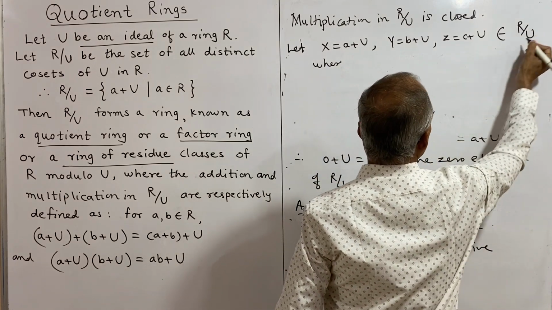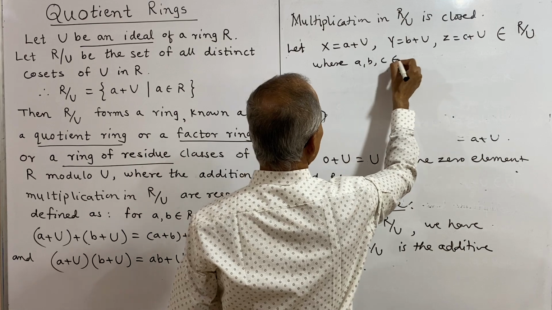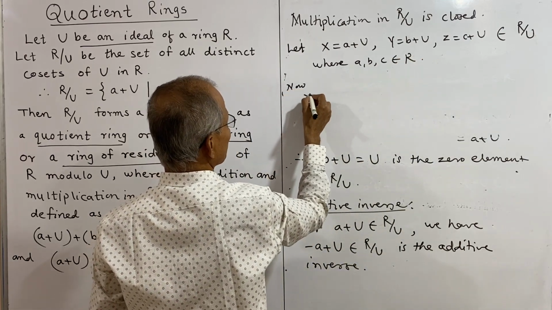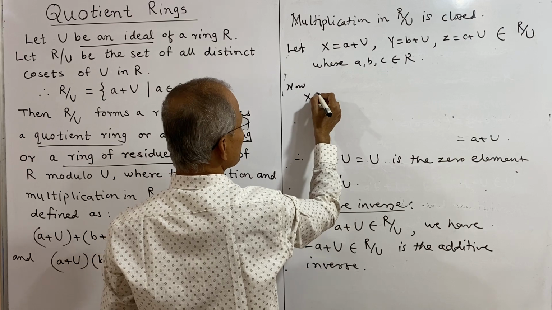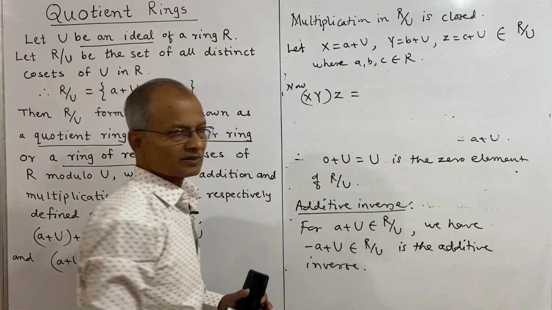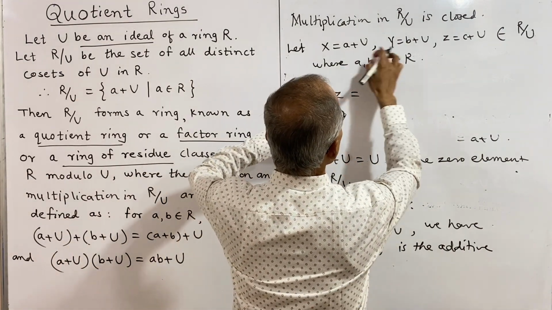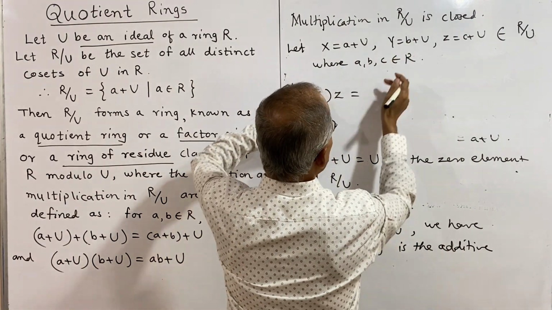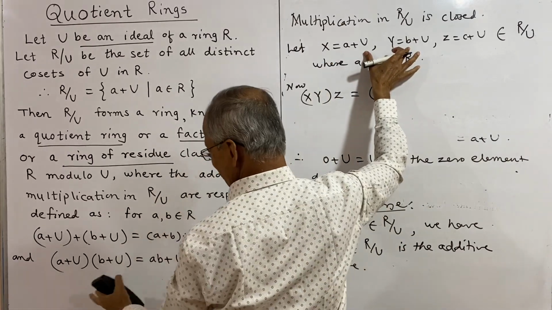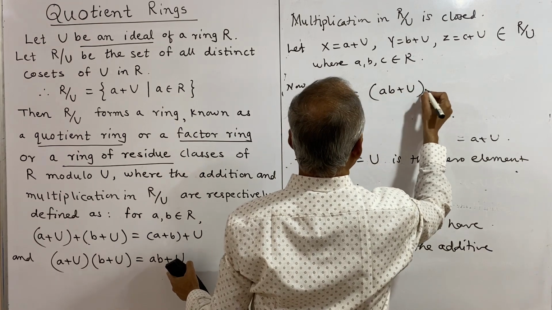Three elements in R/U, where a, b, c belong to R. Now for the associative property, what we need to prove is (xy)z equals x(yz). So what is (xy)z? The product of x and y, as defined here, is (ab + U), and this is multiplied with z.